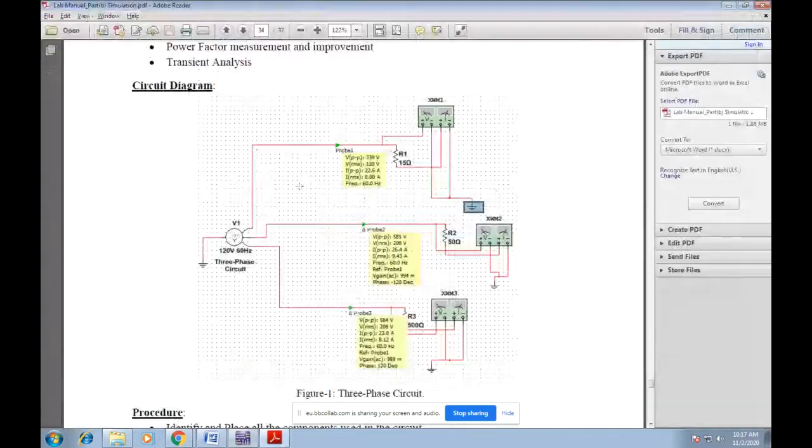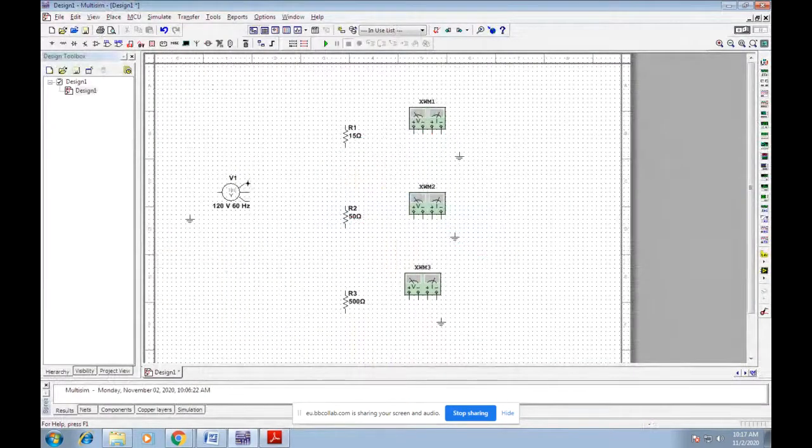As you can see from the connection, the first phase is connected to R1, the second phase is connected to R2, and the third phase is connected to R3.